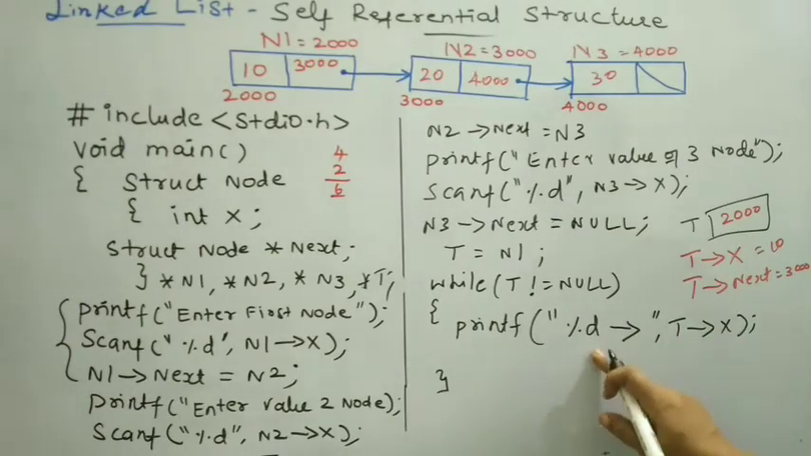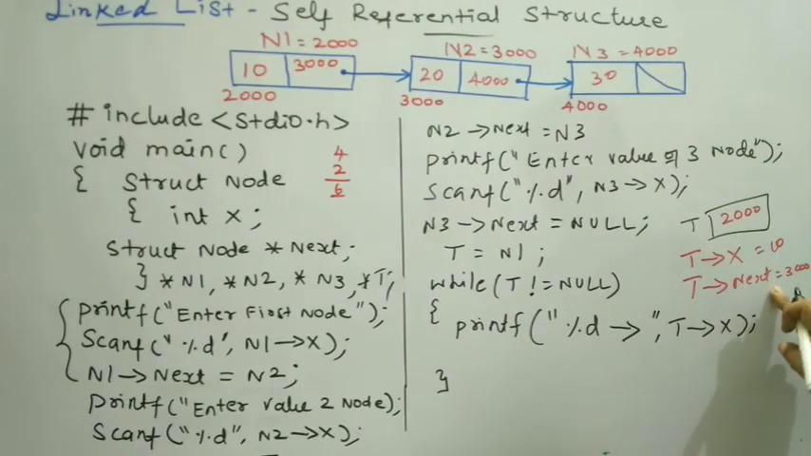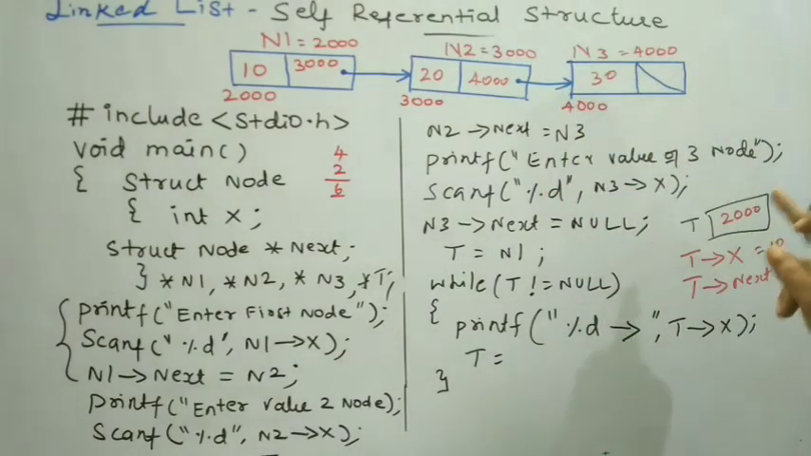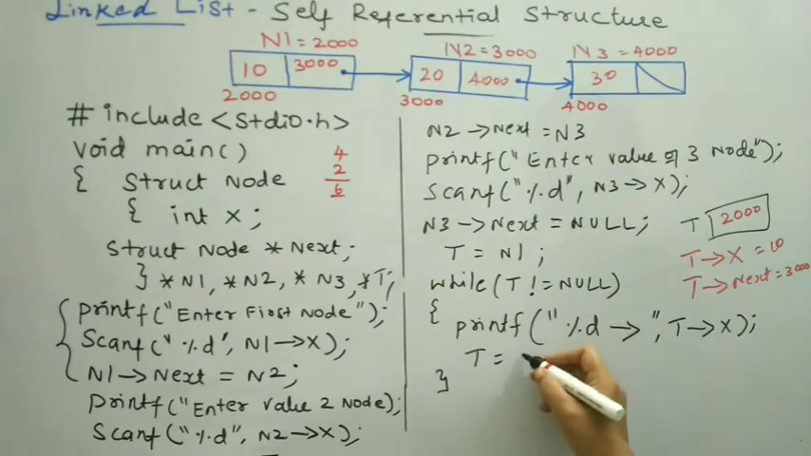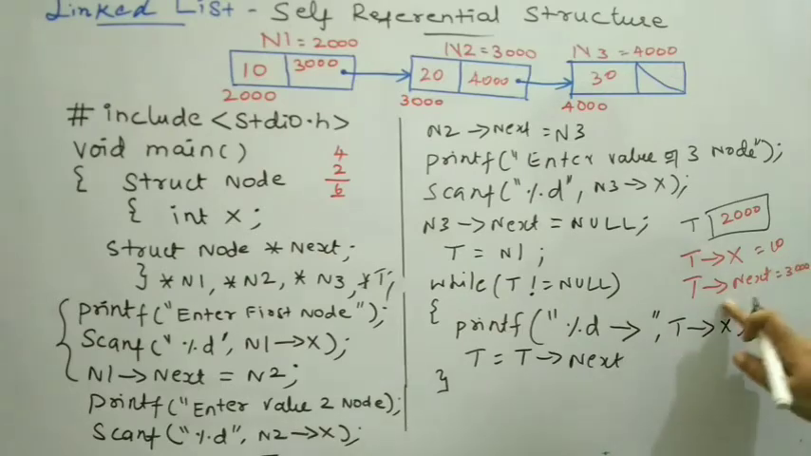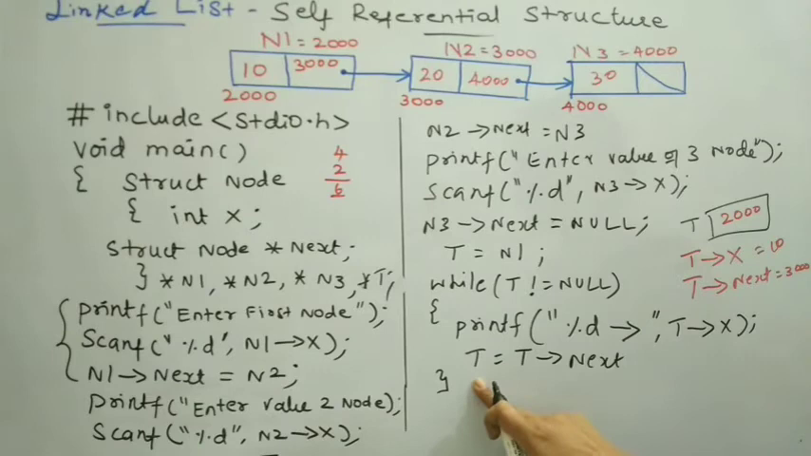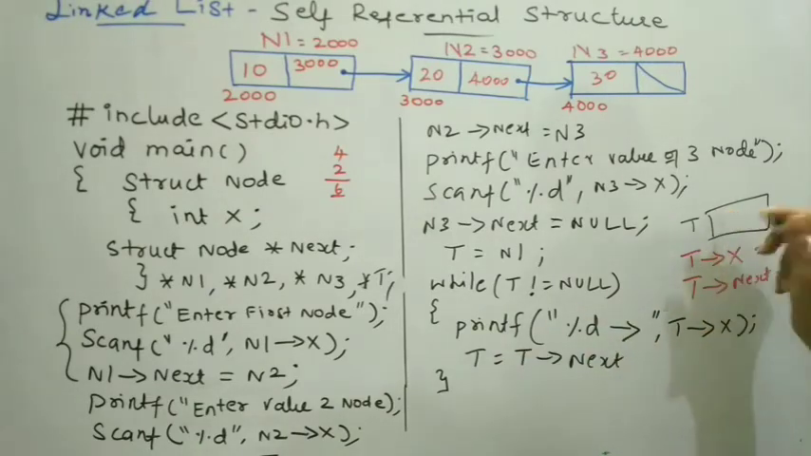After printing the value, I need to move to the next node. How to move to the next node? T now should contain 3000. What is 3000? 3000 is t arrowhead next. So after printing the value of data member x of the node, t needs to advance to point to the next node. So t is t arrowhead next. T arrowhead next has the memory address of the subsequent node, so it is assigned to the pointer variable t. Now t takes the value 3000.